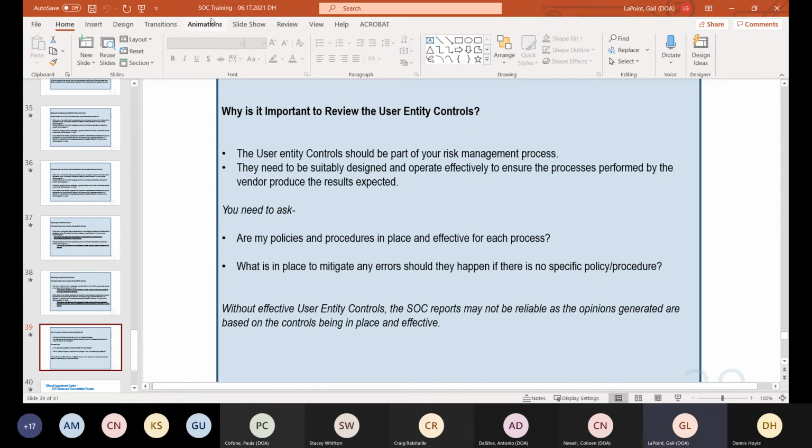Why is it important to review these? It should be part of your management risk process. They need to be suitably designed and operate effectively to ensure the process performed by the vendor produces the expected results. You need to ask if my policies and procedures in place are effective for each process. What is in place to mitigate any errors should they happen if there's no specific policy or procedure? Without effective user entity controls, the SOC reports may not be reliable, and the opinions generated are based on controls being in place.